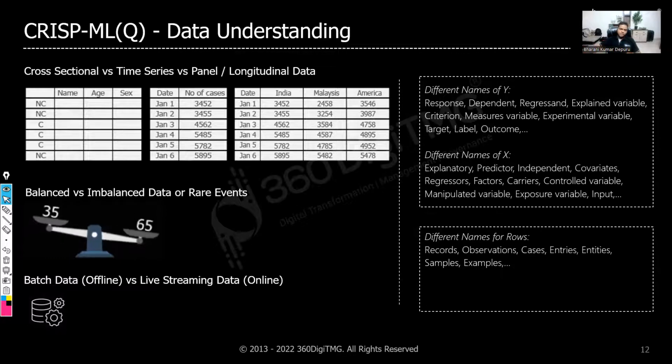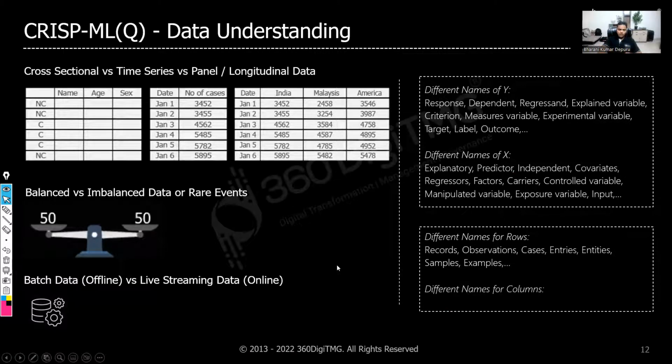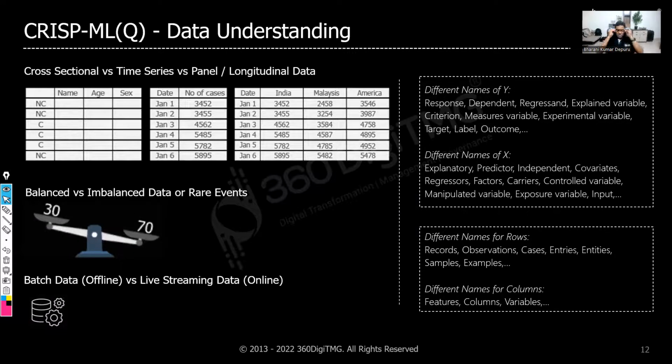When it comes to rows, you have different names like records, observations, cases, entries, entities, samples, examples, so on and so forth. These are the different terms given for your rows in the dataset. Then we also have columns. Columns are also called features or variables. This is pretty simple. So try to remember these to the extent possible. At word go, you might not be able to remember everything, but whatever you can possibly remember, try to remember.